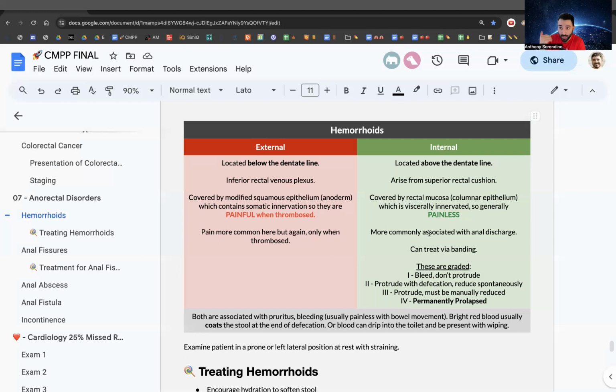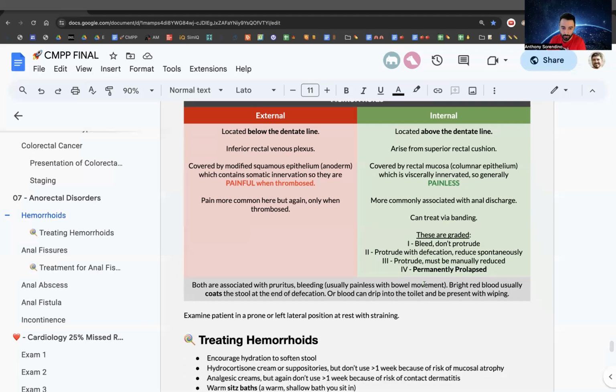Internal hemorrhoids we can treat via banding, and these are graded. If it's a grade 1, they bleed, but they don't protrude. If it's 2, they protrude with defecation, but then they go back after you're done. If it's a grade 3, they protrude, but they must be manually reduced. 4, permanently prolapsed. So remember, 2 is I'm sure there can be some blood there too, but it comes out and it goes back in. 3, we need to put it back in ourselves. And 4 is it's out, it's prolapsed all the time.